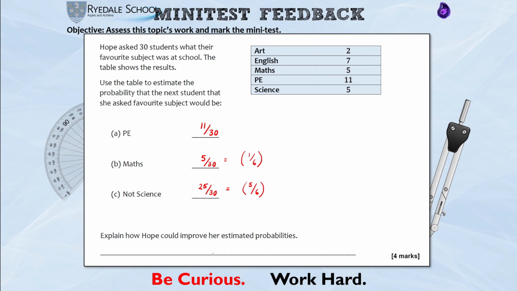It says, explain how Hope could improve her estimated probabilities. And we know the more times that you do something, the better or more reliable your results. So she needs to ask more students or collect more results. Something that basically implies more. And that would be worth the final mark. So 1 mark for each of those questions, please.